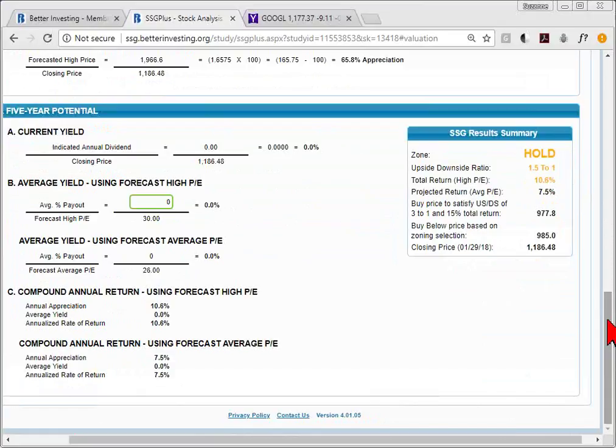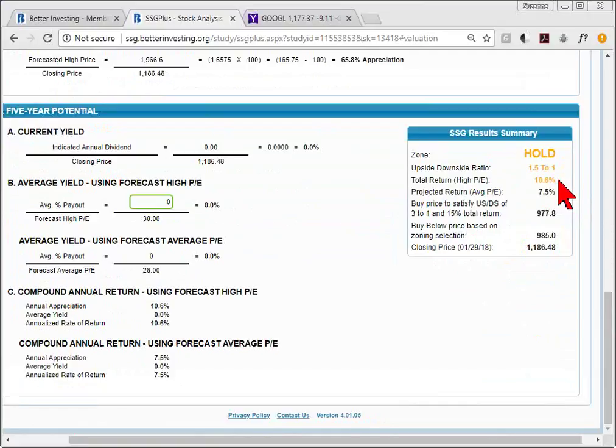So I'm going to go right to the results summary here on the right. And we're in step 7 now of our quick start guide, where we're reviewing potential return. And what this is telling me is a recap that right now this is a hold. The upside downside ratio is 1.5 to 1. The total return is 10.6%. Now this will go green at 15%.